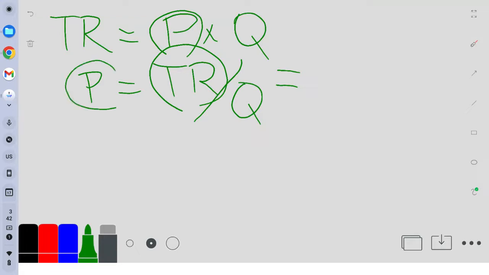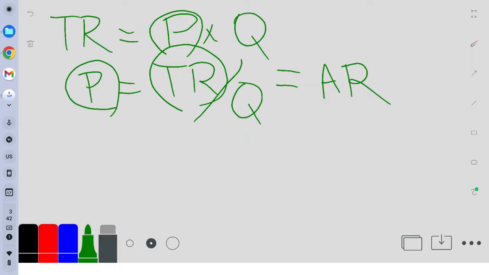So that means another name for price is what? What do you think? What's another name for price? It's called average revenue. Isn't that right? Price is average revenue. Right?